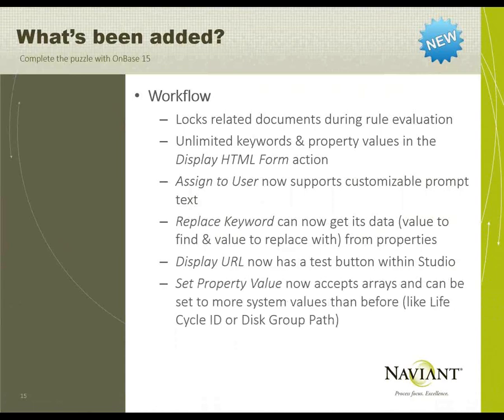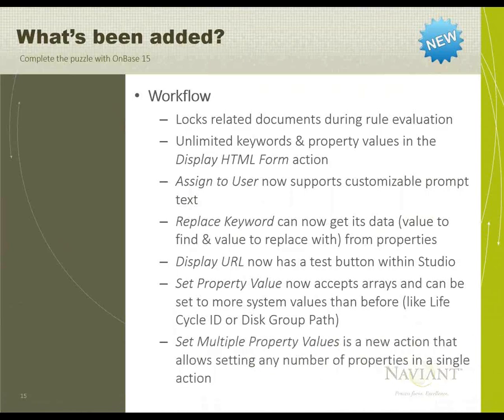This is big. Like I said, there's some more array support now. Set property value now accepts arrays, which means that it can iterate through an array and set multiple properties. We'll get into that in just a minute. That's also very cool. It can also be set to more system values than before, like lifecycle ID or disk group path. There's about half a dozen more system values that it can accept.